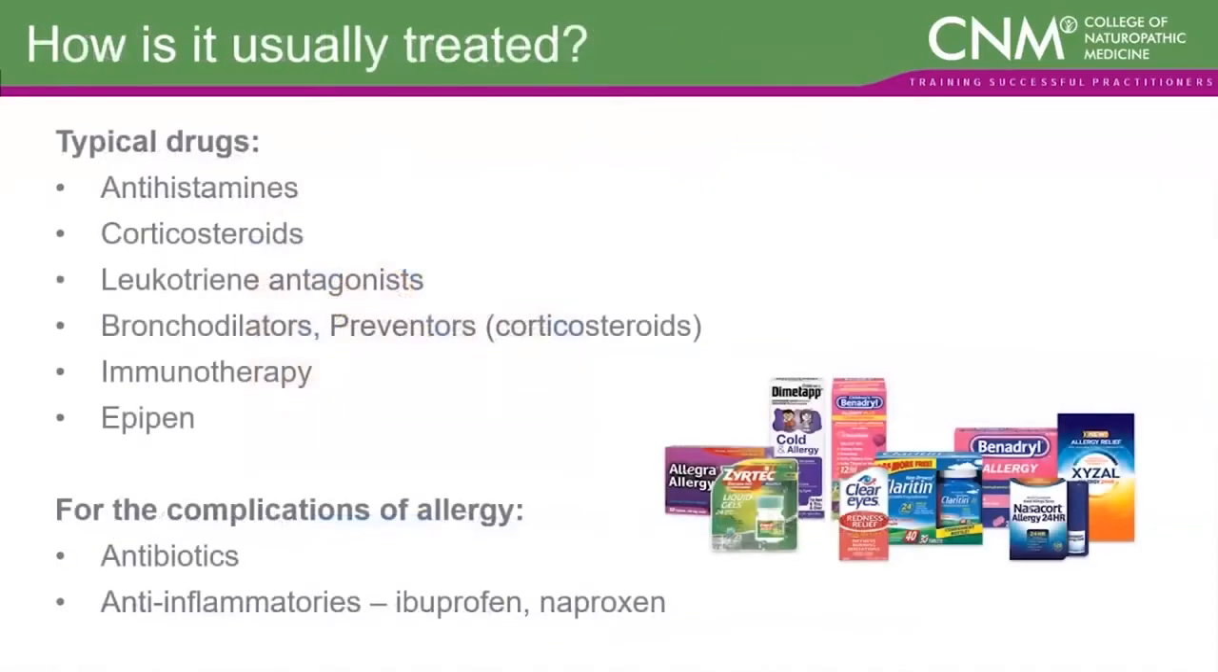So typically from an allopathic stance, allergies are normally treated or managed through a variety of different drugs, depending on the severity, the type of condition, and how regularly the individual is suffering from the symptoms of allergy. The first one is antihistamines. Antihistamines are often given orally. They can be given topically in certain situations. They can be given via injection. They can be given as nasal sprays.